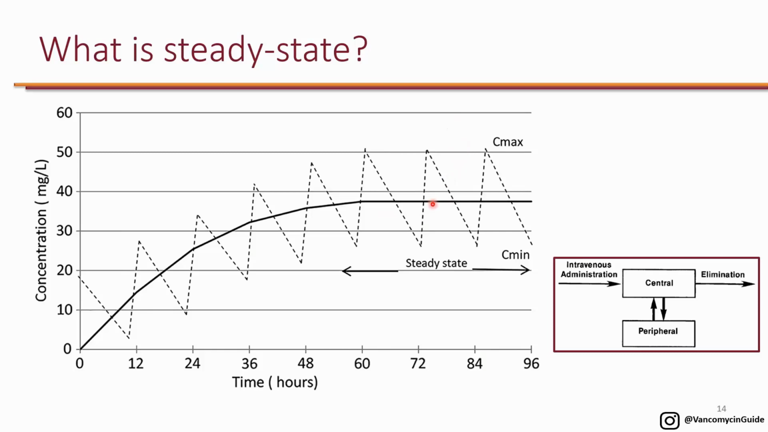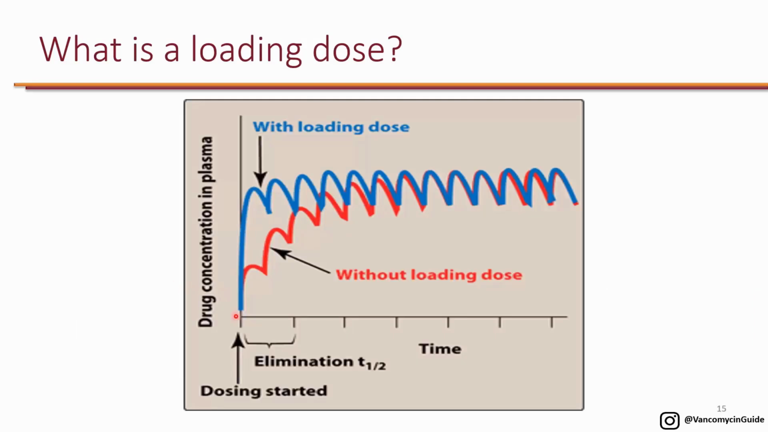So you want to get the levels during steady state. On the other hand, this raises an issue that before we get to steady state, we will actually be underdosing vancomycin. So one way to battle this is to actually give a loading dose. The red graph shows you what happens without the loading dose. It takes some time for the levels to rise up to steady state, which means that during the initial period, there will be subtherapeutic levels of the drug.